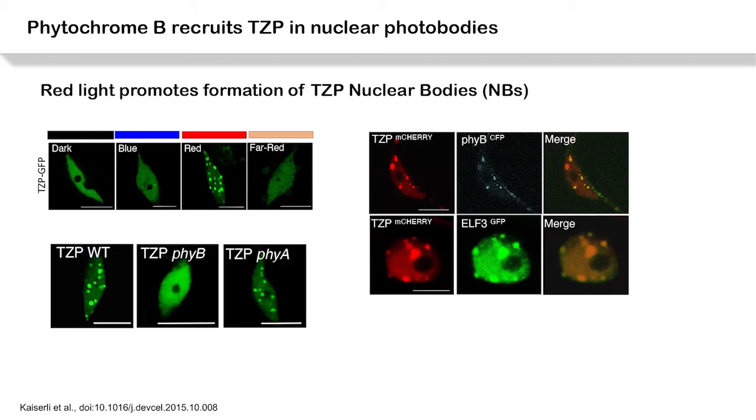Now, nuclear bodies in plants are less characterized. However, there are already known light signaling components that can form these nuclear bodies. In the case of TZP, we wanted to see which wavelength was inducing the formation of nuclear bodies, and we showed that it was primarily red light. We also showed that the photoreceptor phytochrome B, which was already well known to form nuclear bodies in response to red light, was co-localizing with TZP, as well as L3, another component that is involved in light signaling. And we also showed by genetic studies that phytochrome B is essential for recruiting TZP into these nuclear bodies.